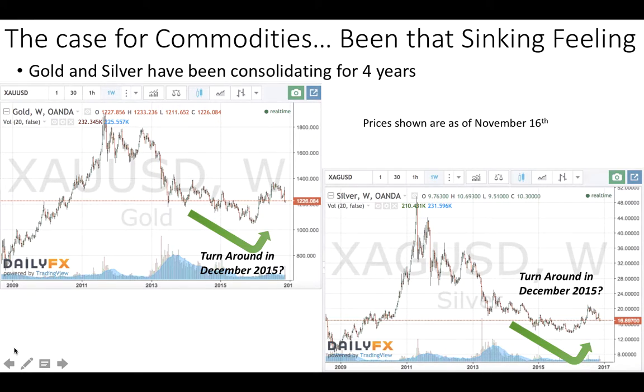And this is not an uptrend that's going to last several months. I think this is going to be a multi-year uptrend. But we have to be very, very patient. And this is, of course, in November 2016.